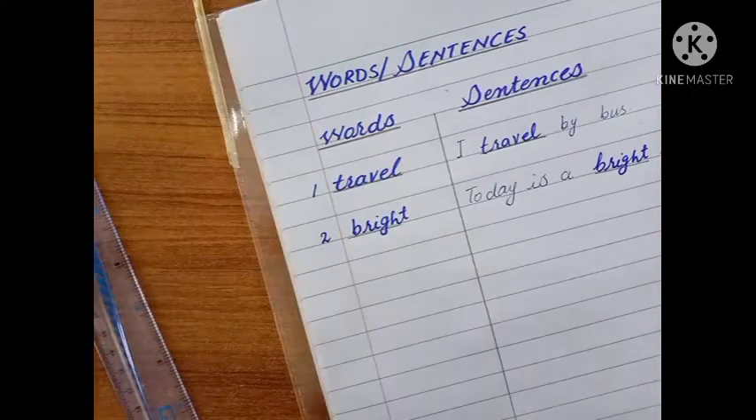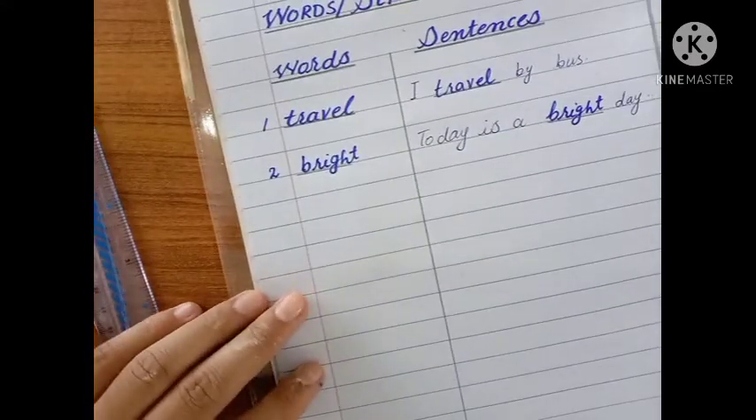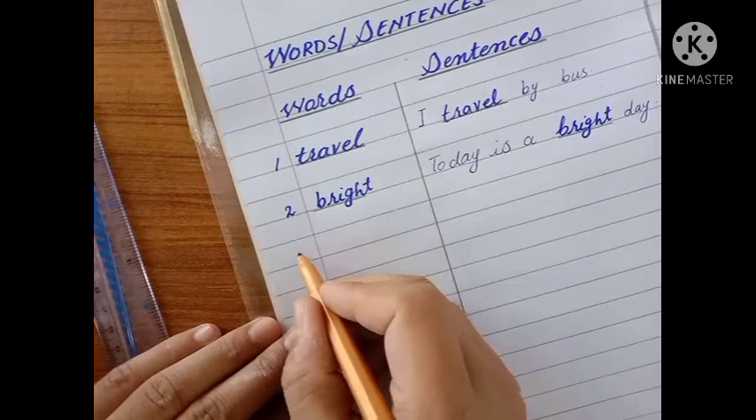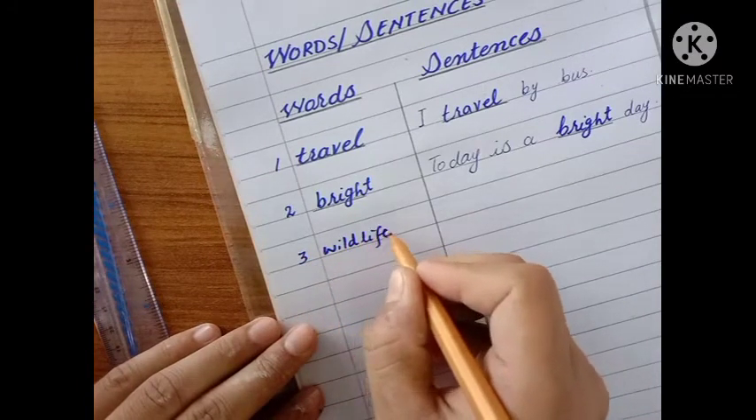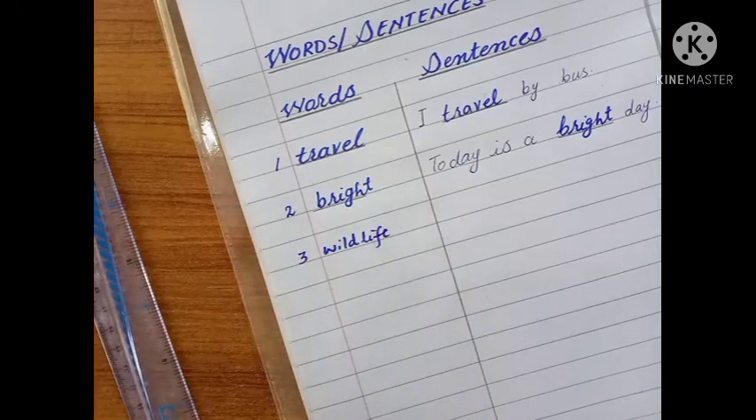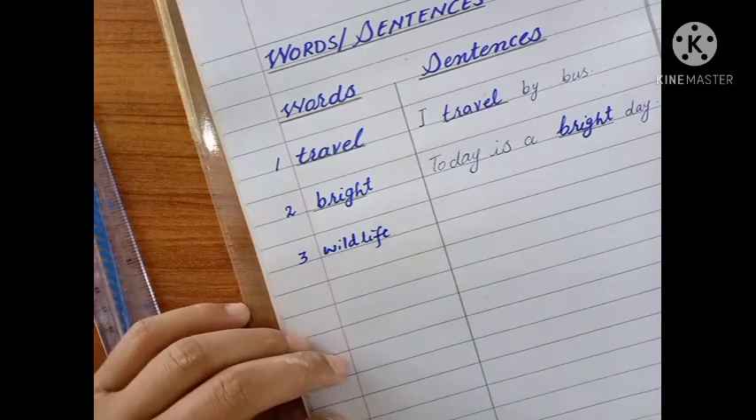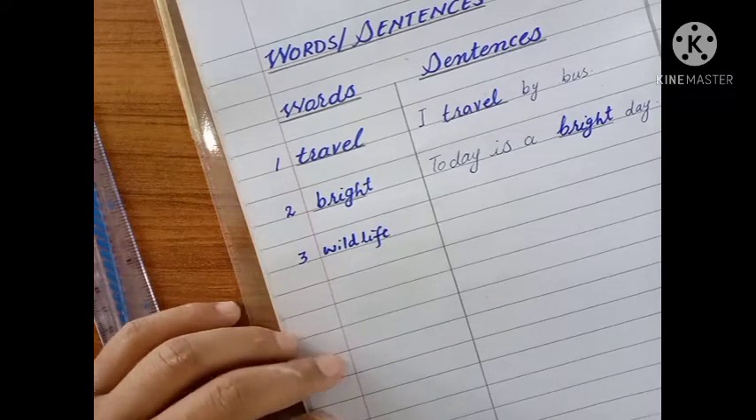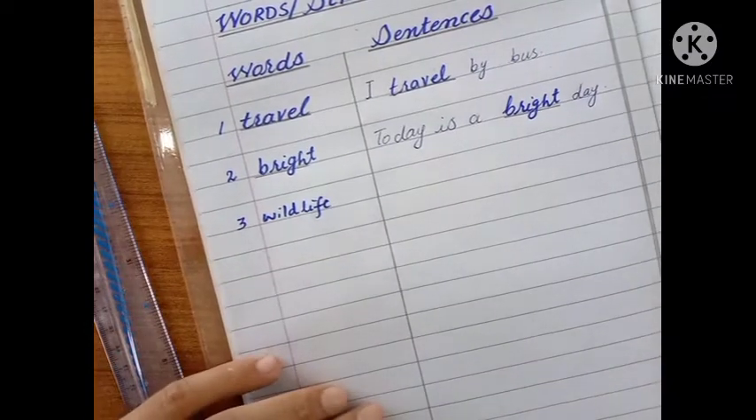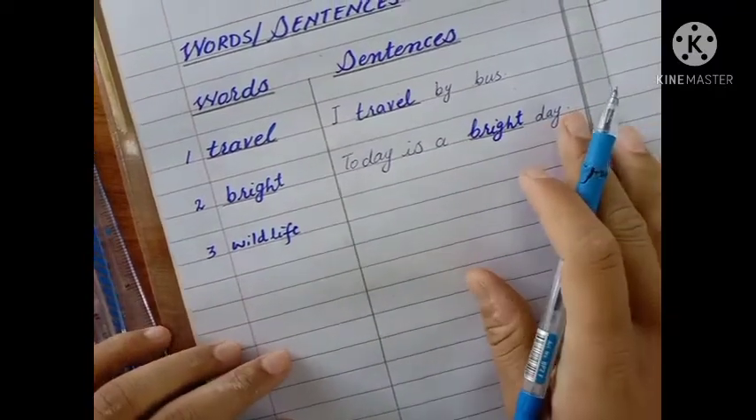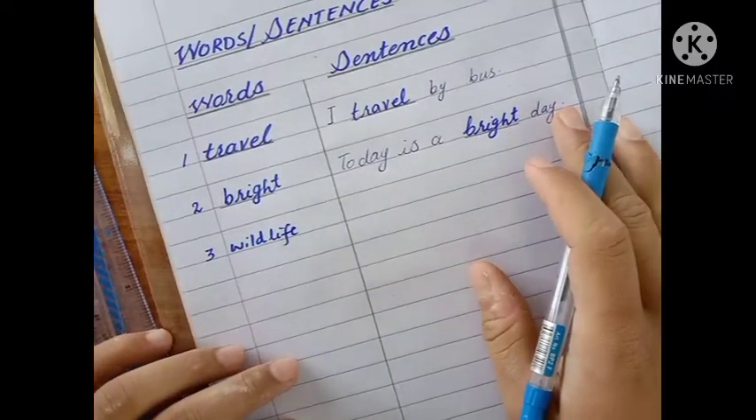Word number 3, let me write it down. That is wildlife, WILDLIFE, wildlife. Wildlife means jungli hayat. Like the tiger, the leopard, like the animals that you can see, especially on the Geography Channel these days. Okay, wildlife, as I told you, is jungli hayat.